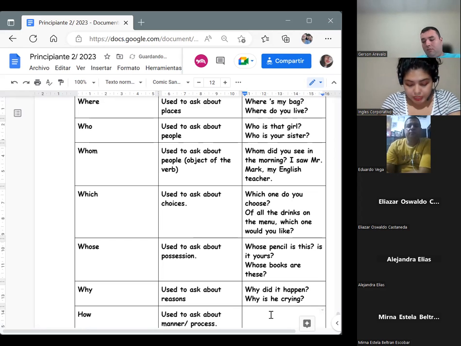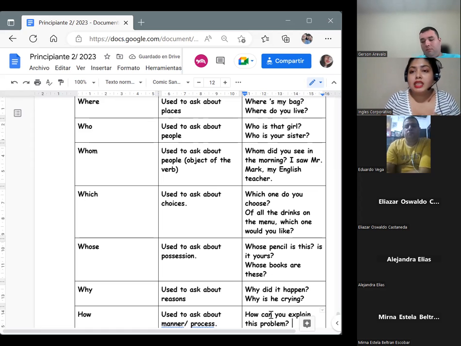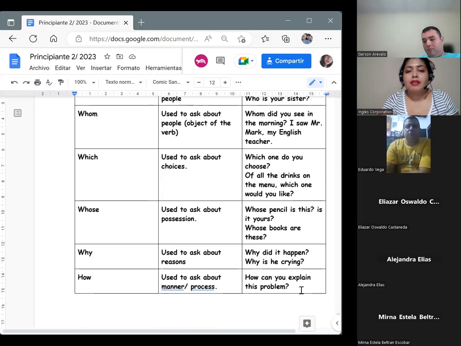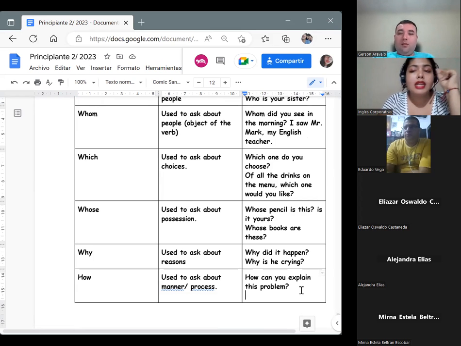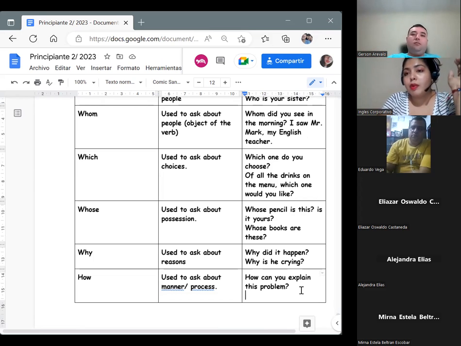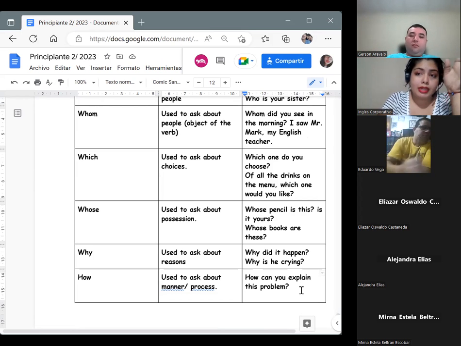Or process, and we have the example. How can you explain this problem? En este caso, podemos tomar el ejemplo de las matemáticas o de la química, la física, y podemos hablar de un problema de ese tipo, no un problema de la vida real o de la vida social, sino más que todo un problema que tenga que ver con procesos, con fórmulas, con cosas así. Entonces, ¿cómo podemos explicar ese problema matemático?